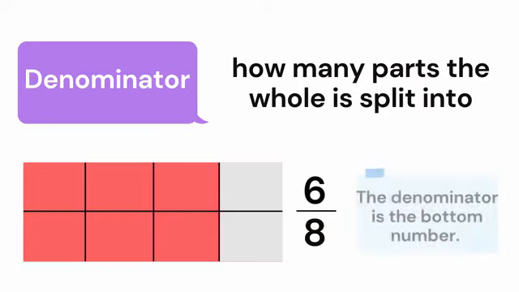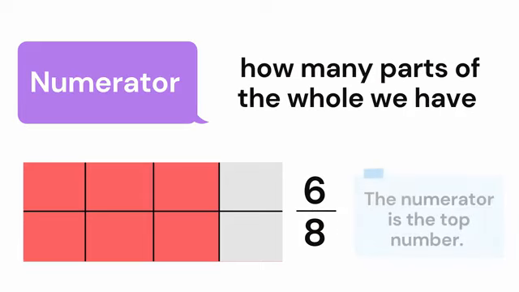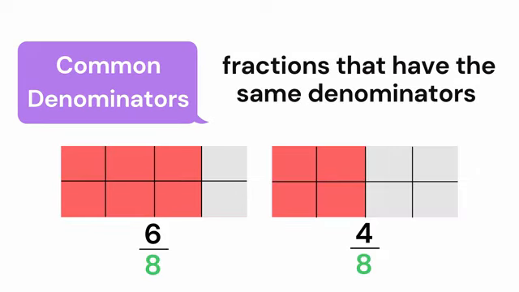The denominator, the bottom number, tells us how many pieces the whole is split into, and the numerator on top tells us how many of those pieces we have. Having common denominators means that we have two or more fractions where each whole is split into the same number of pieces. When we're solving a word problem with fractions that have common or like denominators, adding and subtracting the fractions is simple. Keep your denominators the same and add or subtract the numerators.